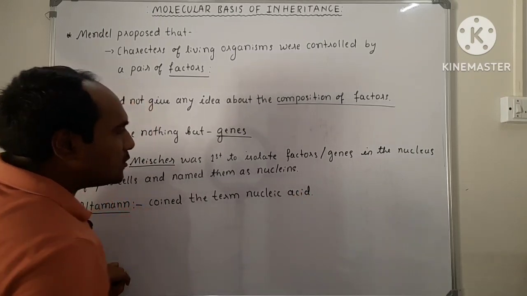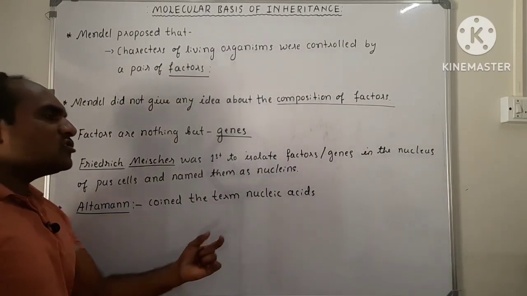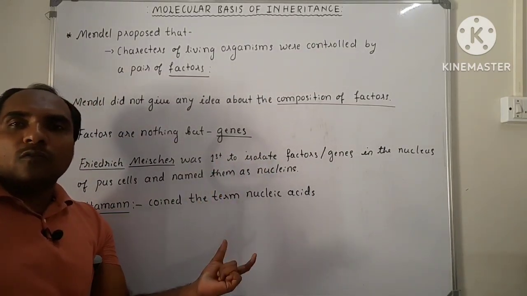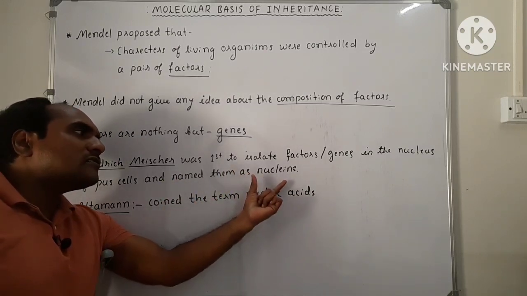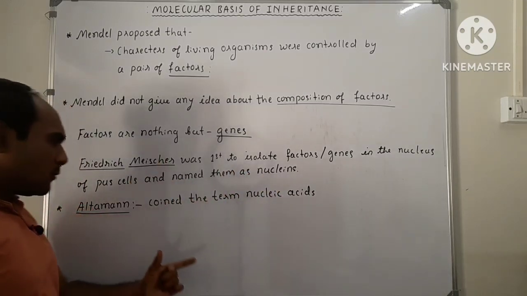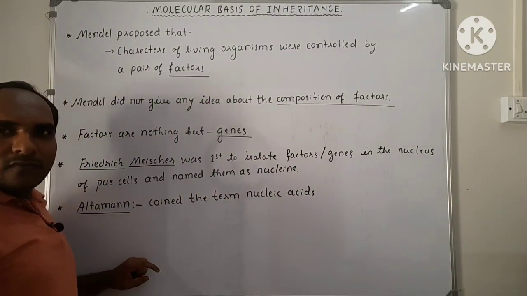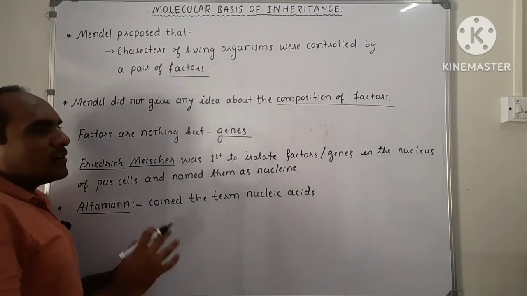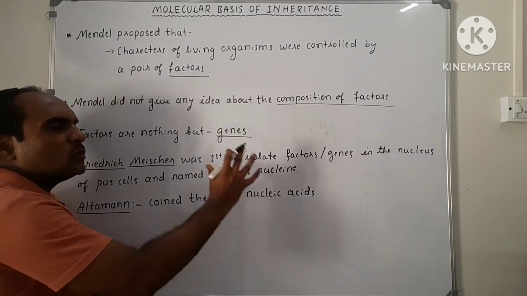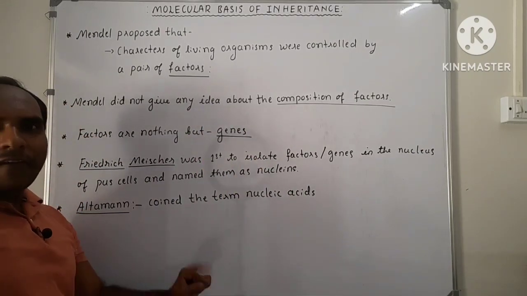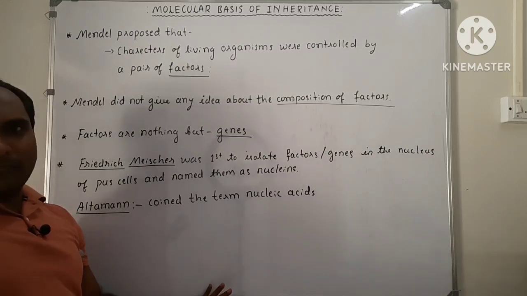Why did he name the nucleins nucleic acids? Because inside the nucleins, phosphoric acid is found, which is acidic. Due to the presence of phosphoric acid, the nucleins have acidic nature. That's why Altman coined the term nucleic acids. In this way, factors are nothing but genes, genes are nothing but nucleins, nucleins are nothing but nucleic acids. Factors, genes, nucleins, nucleic acids, all are the same.